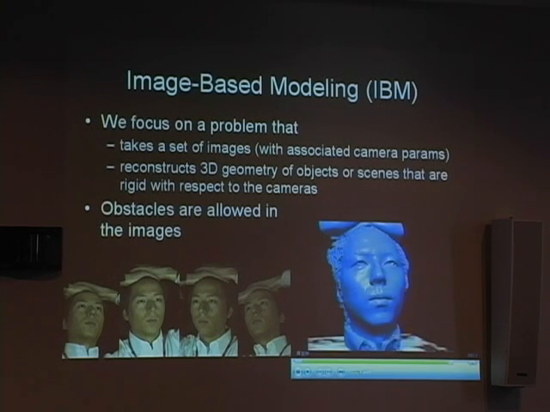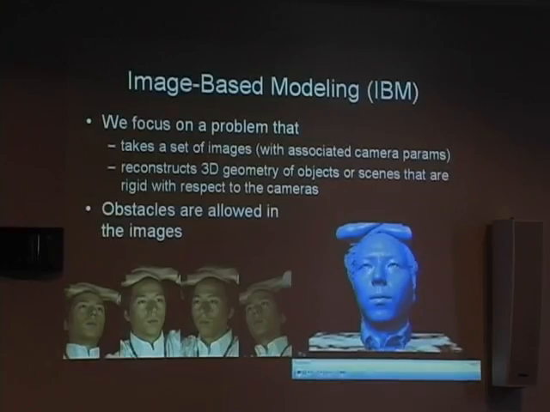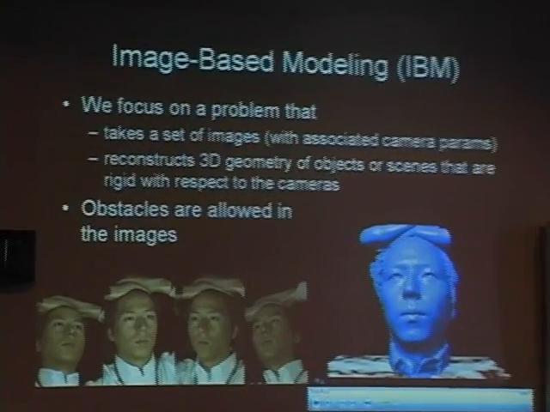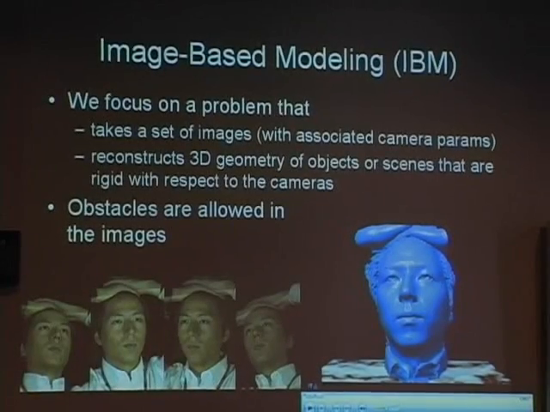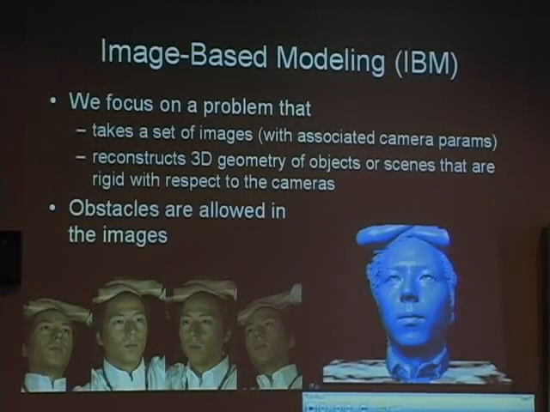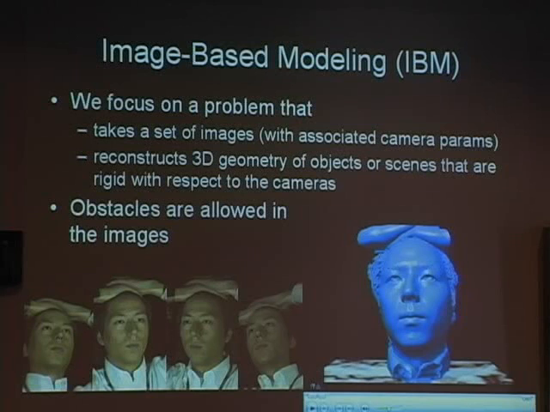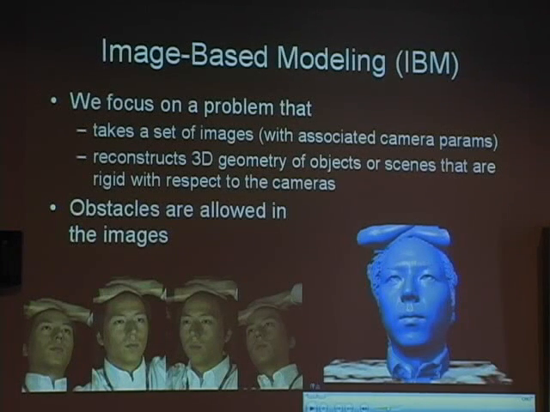So in the previous slide, you saw the people in front of the building. If you take a picture of the building from multiple viewpoints, those people probably have moved. So those people are not rigid in the 3D scene. Whatever object is not rigid is considered an outlier, an obstacle. So we ignore them. Our purpose is to reconstruct the rigid structure in the 3D scene.